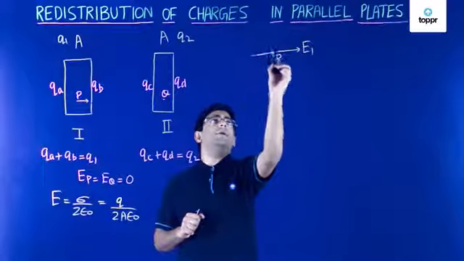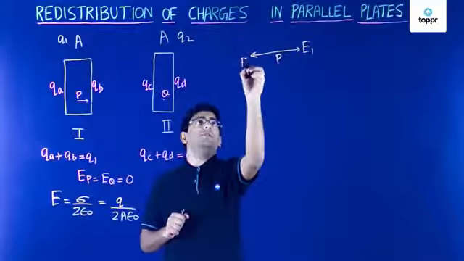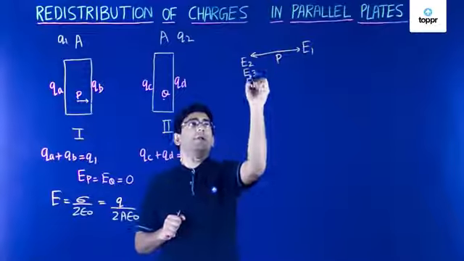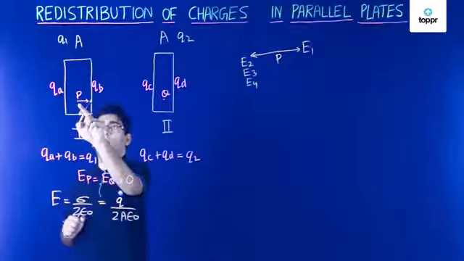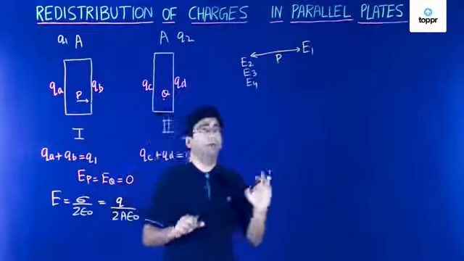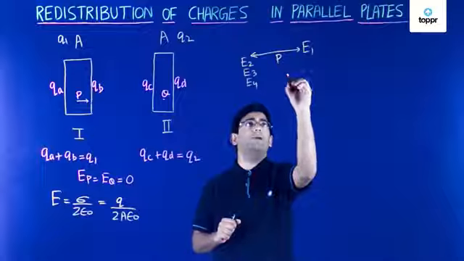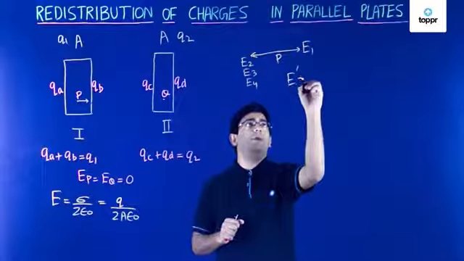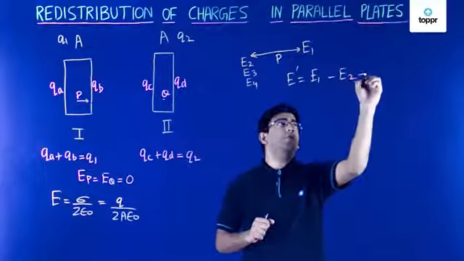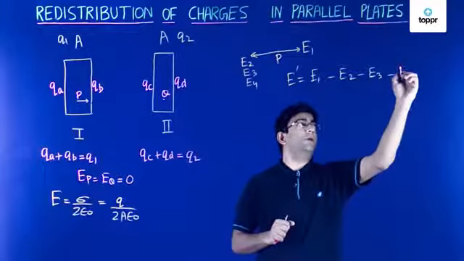So let's say this is the direction of E2, E3 and E4, where E2, E3, E4 are the electric field at the point P due to QB, QC and QD respectively. So the net electric field at the point P, let's say if I represent it by E dash, would be E1 minus E2 minus E3 minus E4.